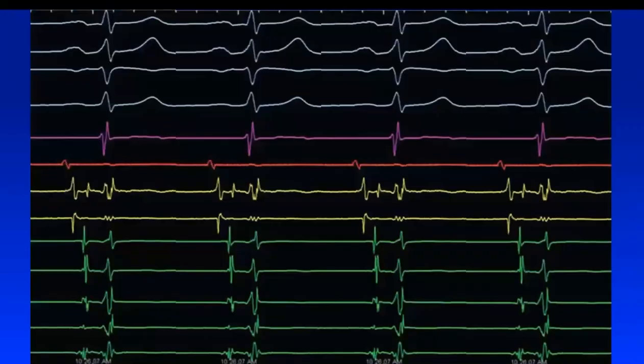So case one. Now, sir, what do you see? Okay, we see the surface ECGs. There is no, I mean. Yes. So I'm sorry. On the left side.